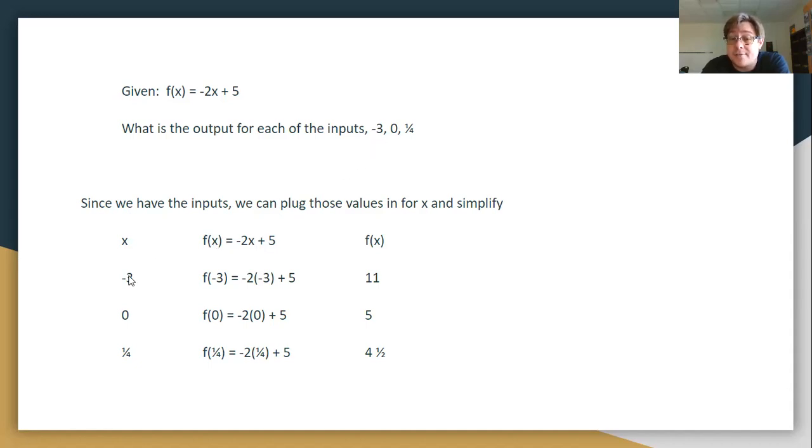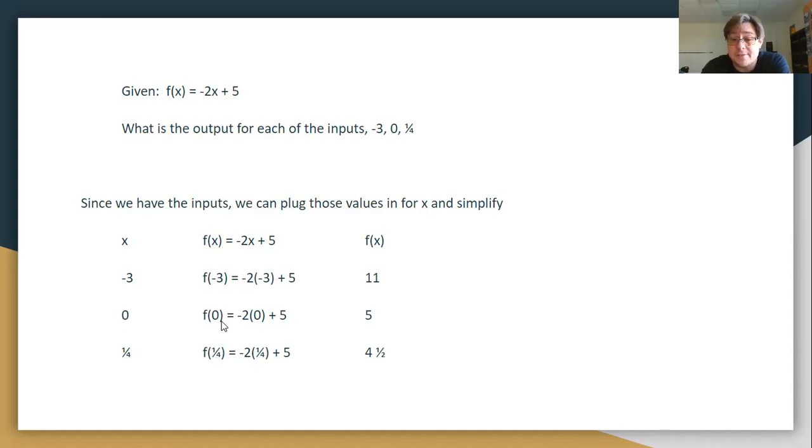So if we're doing f of -3, if we're plugging in -3, I write f of -3 equals -2, and then instead of the x, I put -3 in parentheses plus 5. I can now simplify that using our order of operations and get 11. So -3 times -2 is 6, plus 5 is 11.